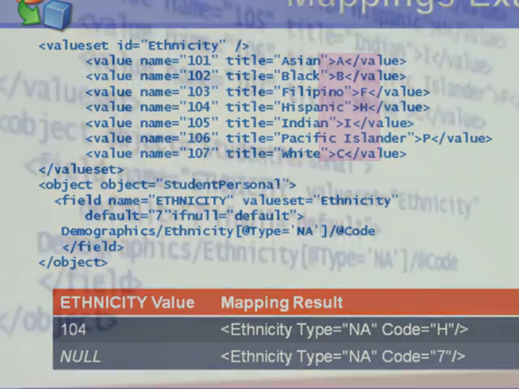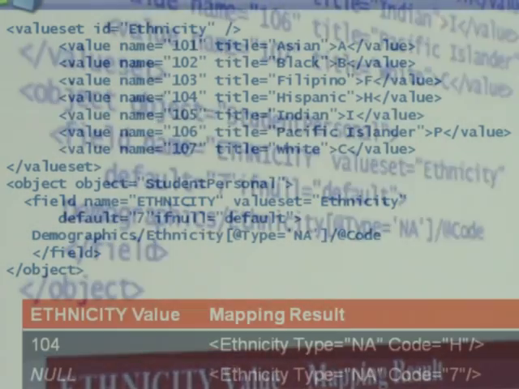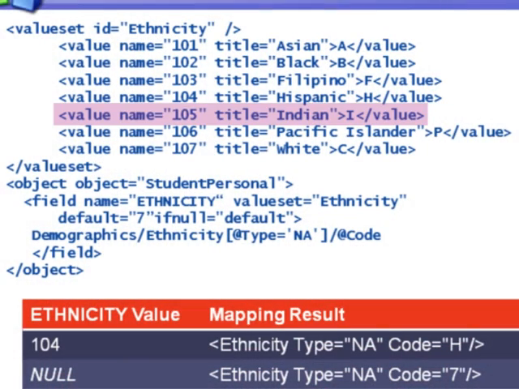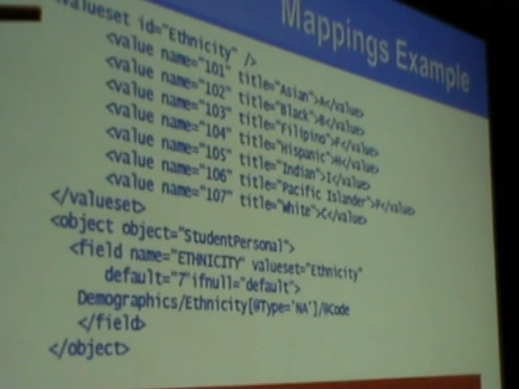I could have instead, say, defaulted Indian up here, say default, use default. What that means, if you use that here, you would then take that in here. So default here and default there, one overrides the other. That one down here takes precedence over a default in the value set.